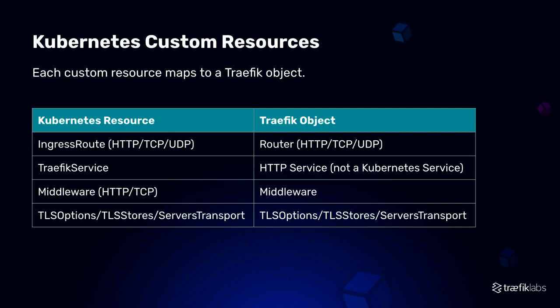A middleware resource maps to middleware. That one's easy. There are additional custom resources for configuring TLS options, and these map directly through to the Traefik objects of the same name. We won't get into those in today's class.